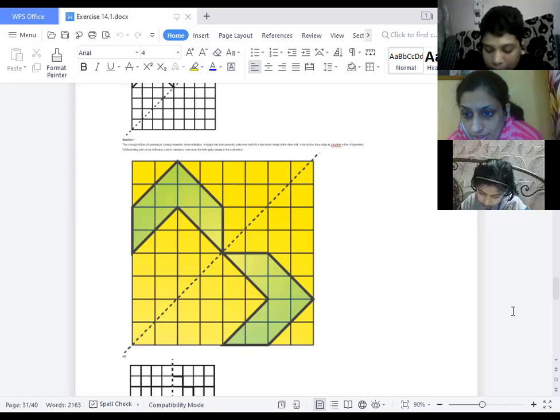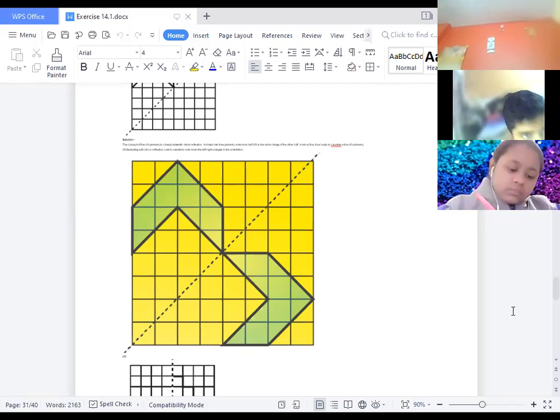Draw the first figure like this because this is a slanting mirror line of symmetry.